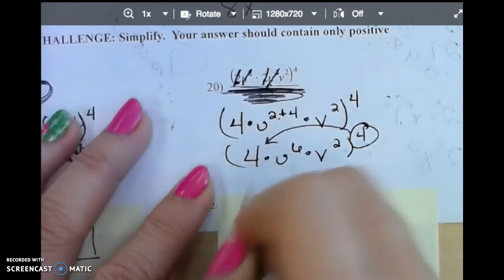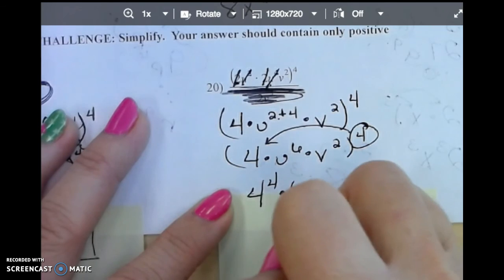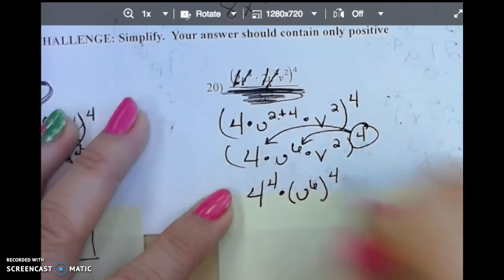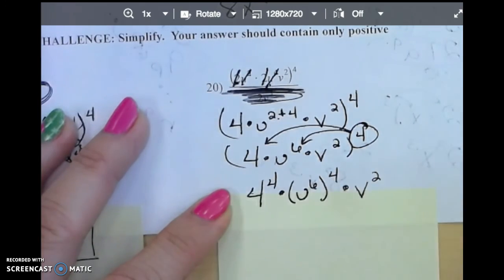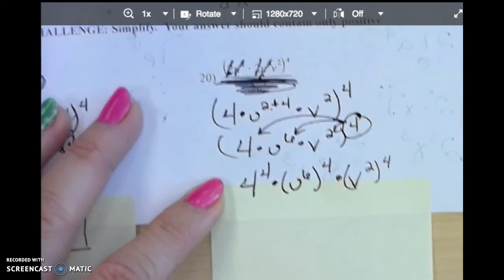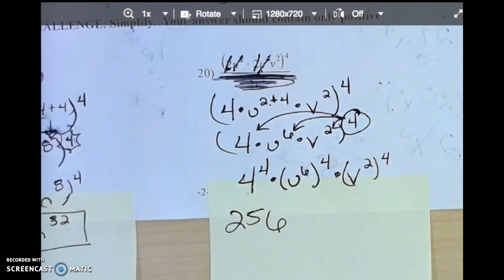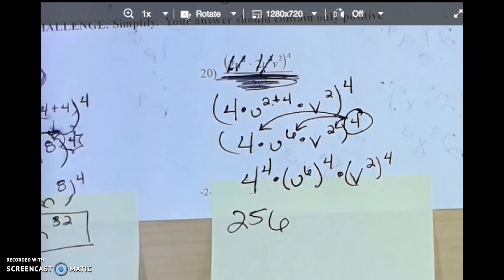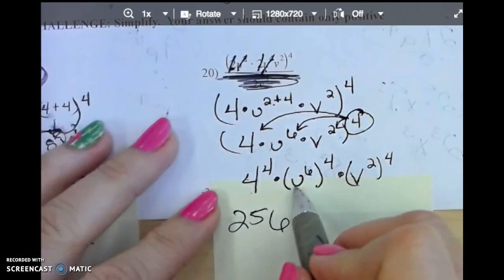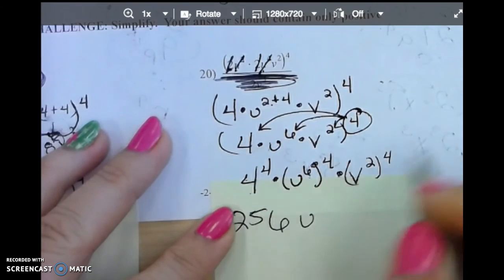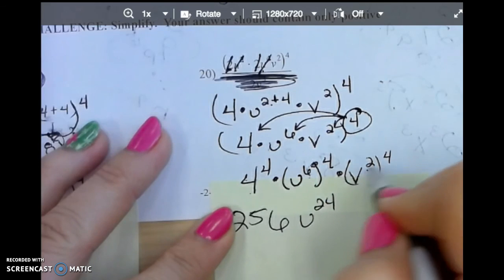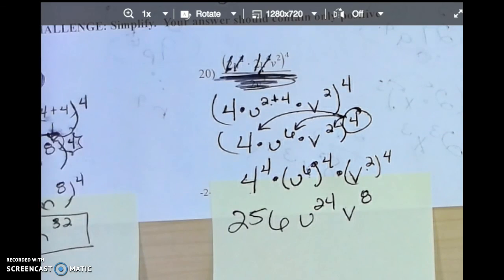So I'm going to distribute: 4 to the 4th times u to the 6th to the 4th times v squared also to the 4th. Everything got a copy of that exponent. Now I just need to simplify. 4 to the 4th is 4 times 4 times 4 times 4, which is 256, I believe. 256. U to the 6th to the 4th, we multiply, gives us u to the 24, and v to the 2 times 4 gives us v to the 8th. And that is all. It is in simplest form.